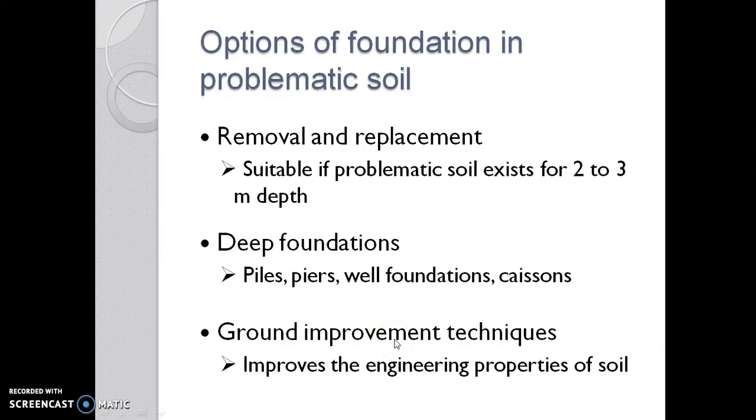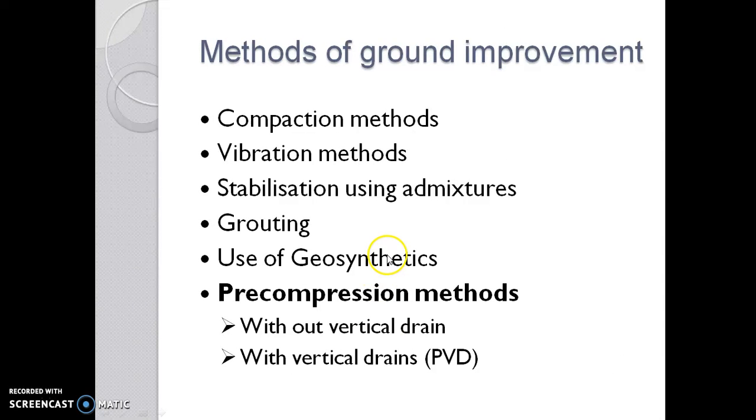So the third option is to go for ground improvement methods. That is, the soil shear characteristics can be improved by different methods to the extent required so that it can support the superstructure load. Let us see what are the different methods of ground improvement available. I have listed the different methods here: compaction methods, vibration methods, stabilization of soil using admixtures, grouting, use of geosynthetics, and pre-compression methods with or without vertical drains.